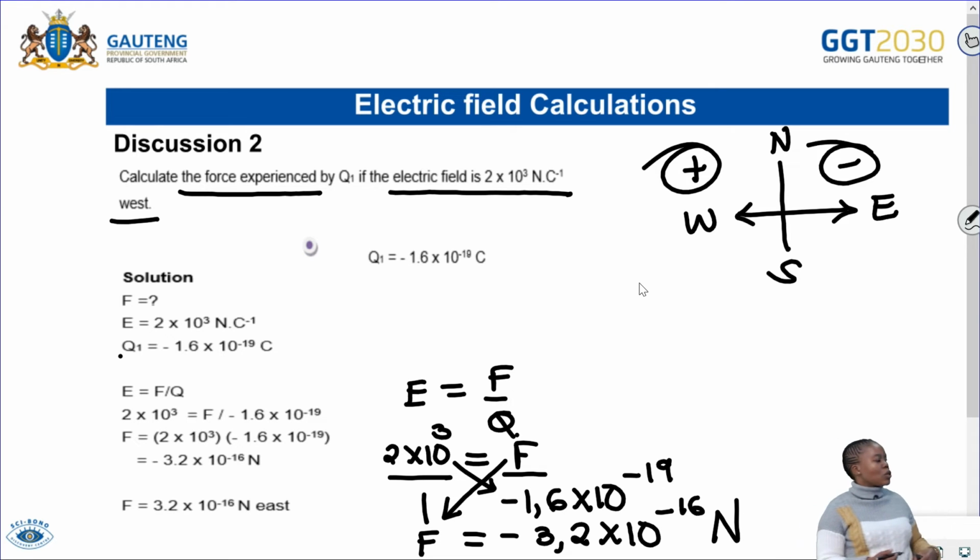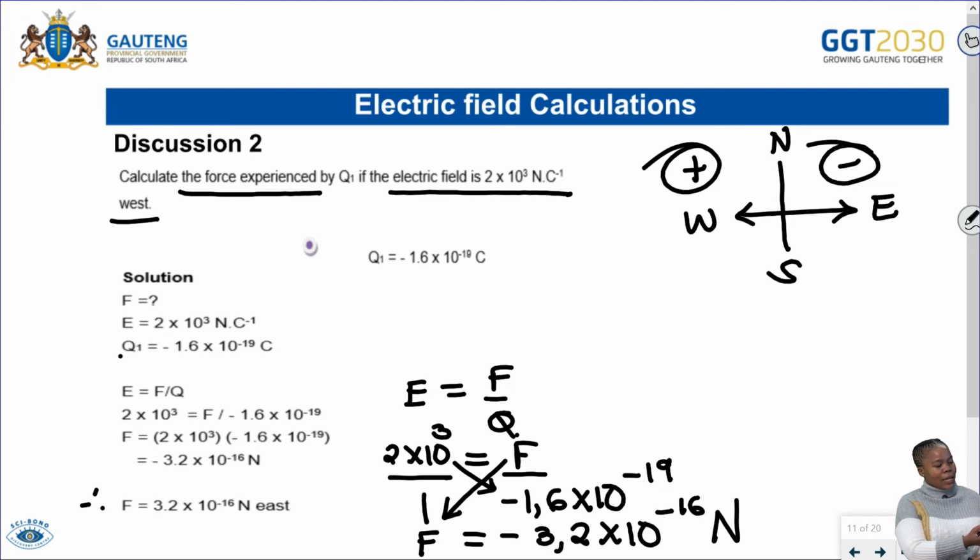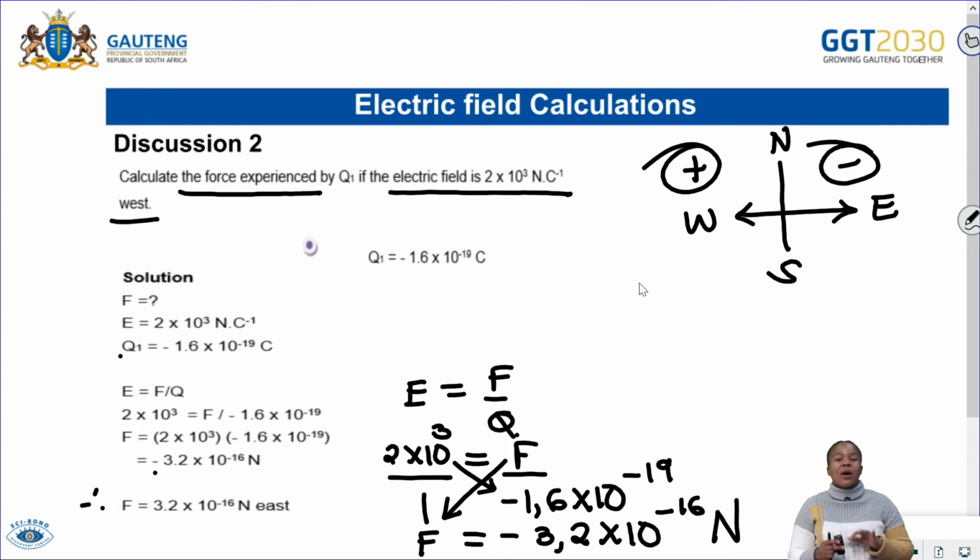All right, so it is due to the east. We'd say therefore, right below that, F is equal to 3,2, because that negative is just an indication of the direction, which is to the east. All right, because we have already chosen the east to be positive. Okay, so that's how easy it is to calculate the electric field.